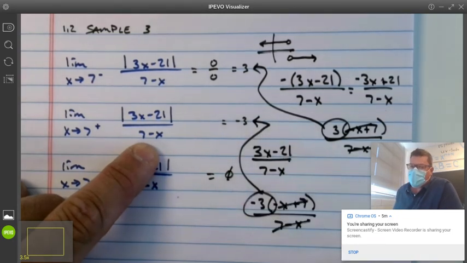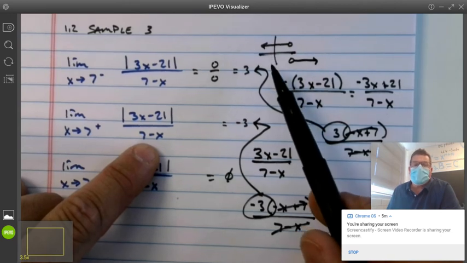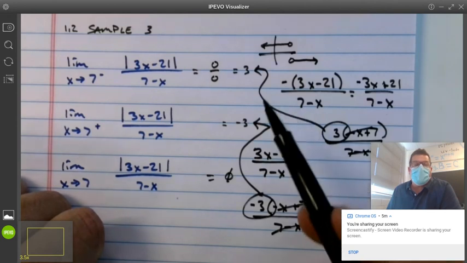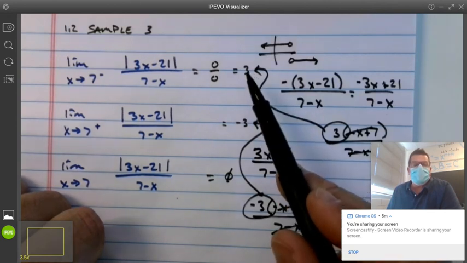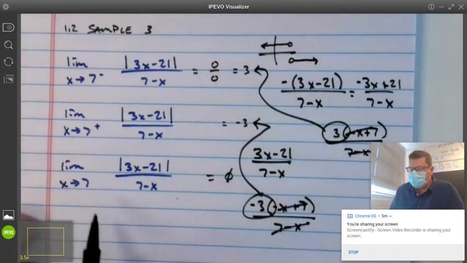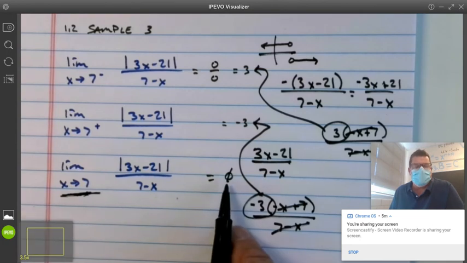So we have two different approaches for this, the geometric or graphical approach, and in this case, the algebraic approach. When the limits as you approach from the left and the right do not match, then the limit as we approach bidirectionally is always undefined.